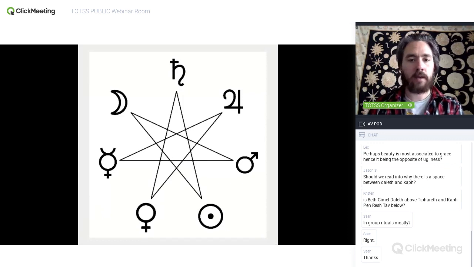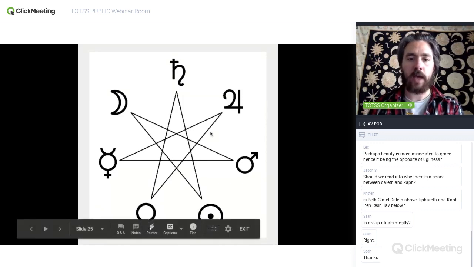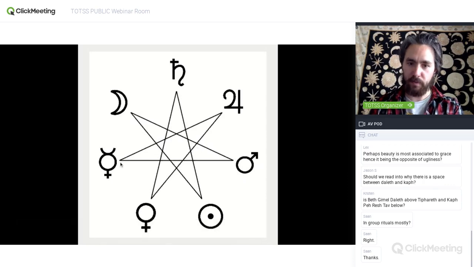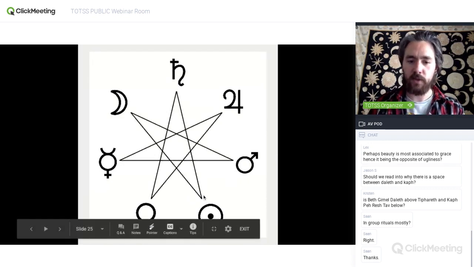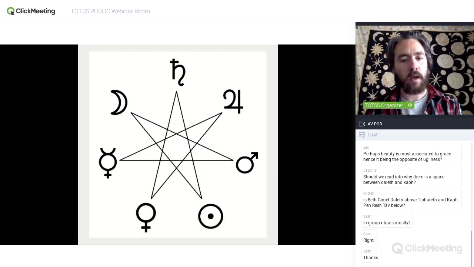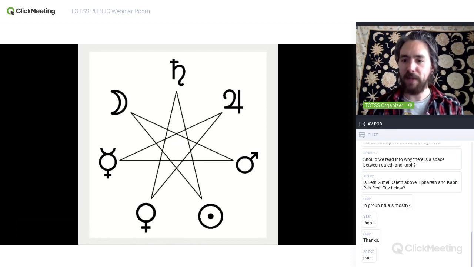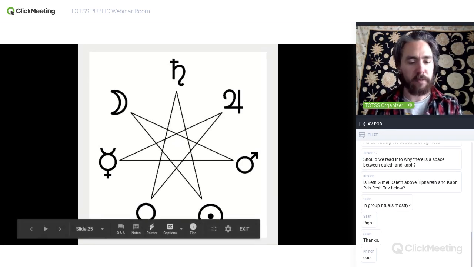But if we trace the line along the heptagram, starting with Saturn, we follow the line to the Sun, to the Moon, to Mars, to Mercury, to Jupiter, to Venus, and then back to Saturn again, we get the order of the days of the week. So that's Saturday, Sunday, Monday, Tuesday, Wednesday, Thursday, Friday, and then back to Saturday again. That just falls out of the math, because when you divide 24 by 7, you get a remainder of 3. So that naturally gives this pattern.